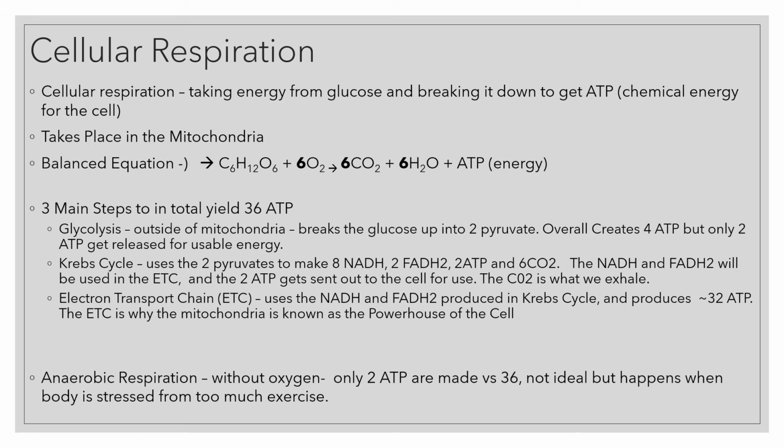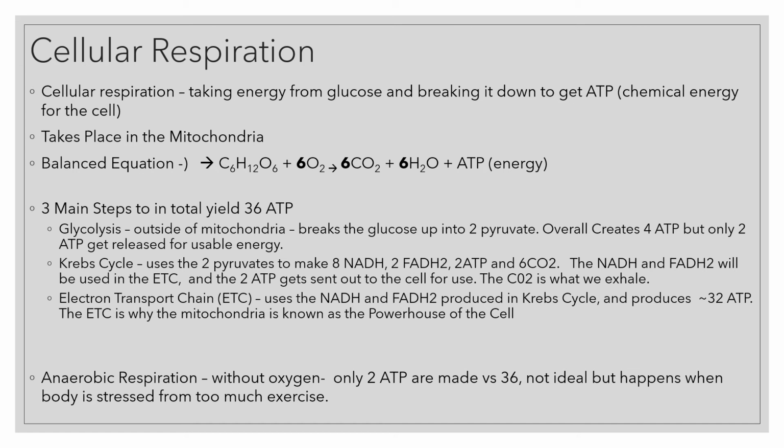So there's 3 main steps in total to yield 36 ATP. First step is glycolysis. This actually happens right outside the mitochondria. Sugar's a little bit too big to fit inside the mitochondria, so the cell needs to go through glycolysis to break the glucose up into 2 smaller pyruvates that do fit into the mitochondria. This overall creates 4 ATP, but only 2 ATP gets released for usable energy. In order to even go through glycolysis, you need to use 2 ATP. So when it creates 4, it actually keeps 2 ATP to do glycolysis again later, and then it spits out 2 ATP to be used for usable energy.